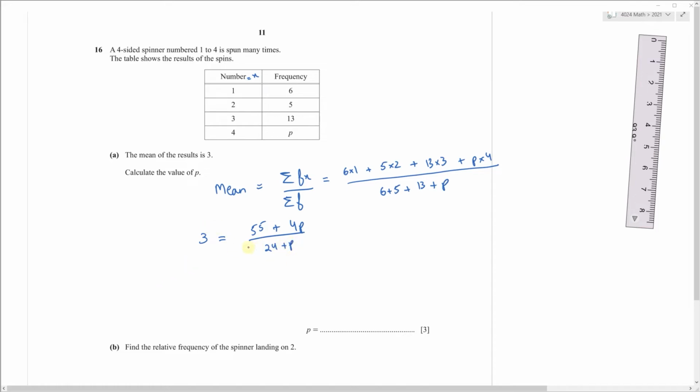Now I take this to the other side. 3 times, so this will be multiplied here, equals 55 plus 4p. Now we solve for p. 24 times 3: 4 threes are 12, 1 carry, 3 twos are 6, 72. So 72 plus 3p equals 55 plus 4p. So I'll take this here, bring this 55 here. 72 minus 55 will equal 4p minus 3p. So this will give you p equals 72 minus 55.